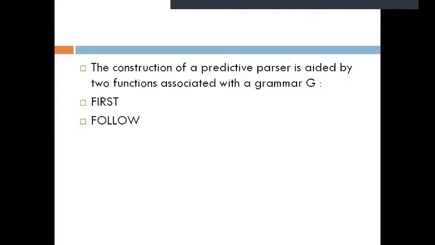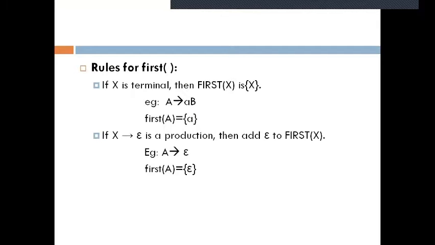Here we are going to see how we can calculate the first value for the grammar, and second we are going to see how we can calculate the follow value for the given grammar. So we have some set of rules for calculating the first value for the grammar. The first rule is, if x derives a terminal, what is the first value? The first value of x is x.